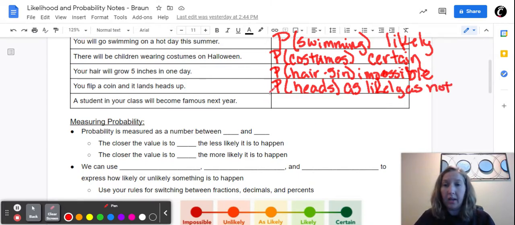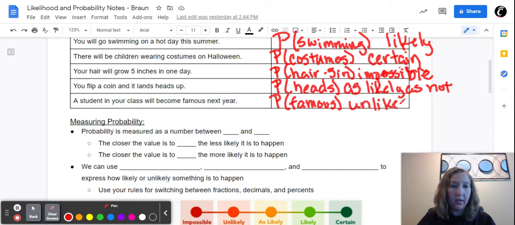Okay, and our last one here, the probability a student in your class will become famous next year. So probability of famous. This is not impossible, but it is unlikely. So we're not saying it can't happen, but it's not very likely to happen, so that is an unlikely event.